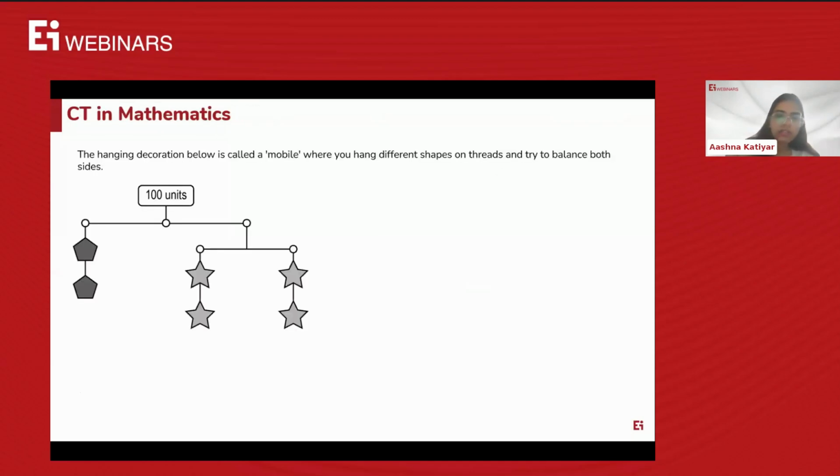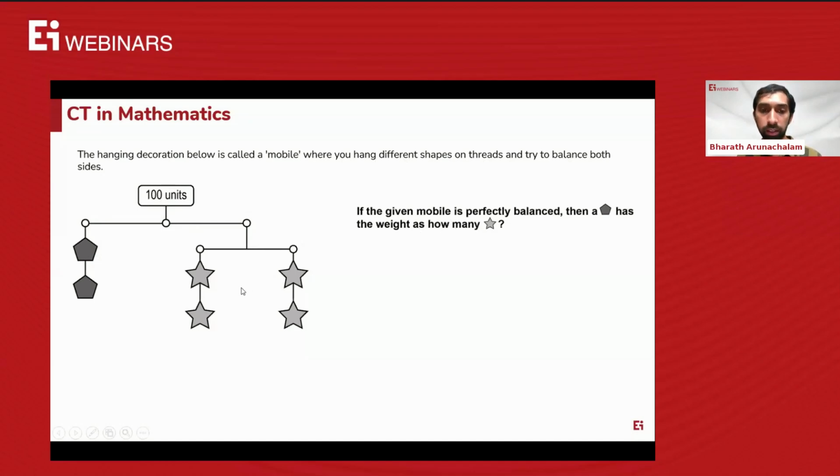Now let's move to the next question. This is again a very simplistic looking question, but it's a nice question. The hanging decoration below is called a mobile, where you hang different shapes on threads and try to balance both sides. So these are the shapes and this is the thread, and in total it says it is 100 units. If the given mobile is perfectly balanced, then a pentagon has the weight of how many stars? The options are 2, 3, 4, and 5.